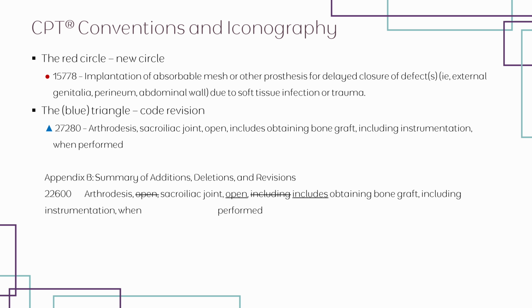There are a few additional symbols used throughout the CPT codebook that communicate changes to the code set from year to year. These symbols help coders quickly identify new codes and revisions that have been made. First, let's talk about the red circle, also known as the red bullet. This symbol indicates that a new procedure code has been added to the CPT codebook. You can see an example of this by looking at CPT code 15778 in your codebook. The red circle next to this code tells you that it was newly added in the current edition.